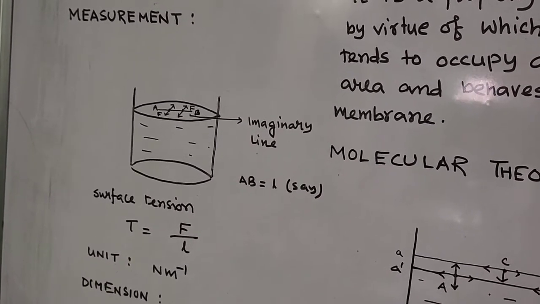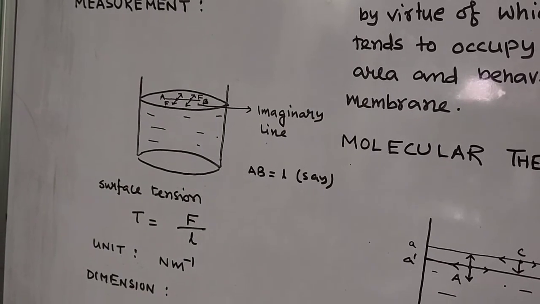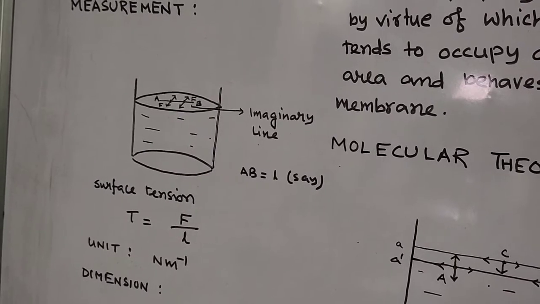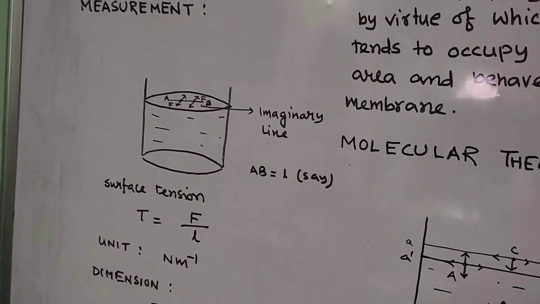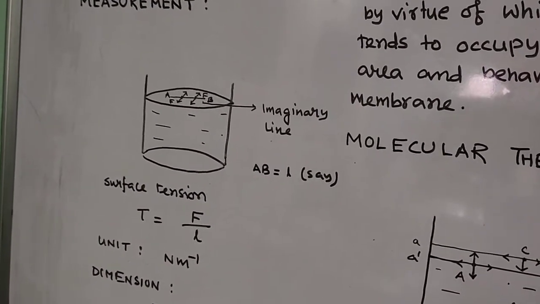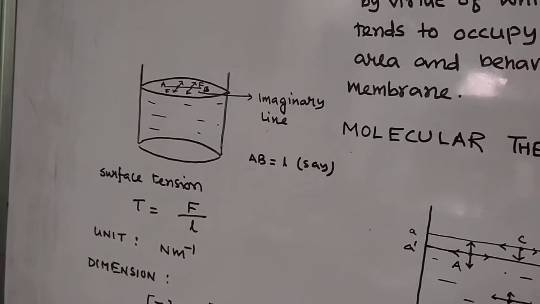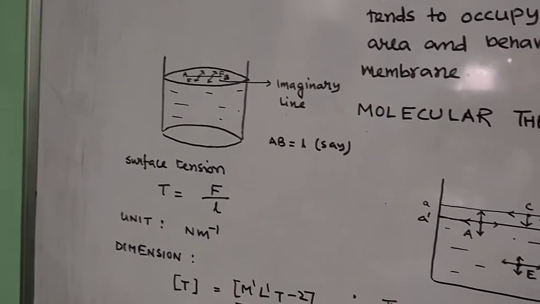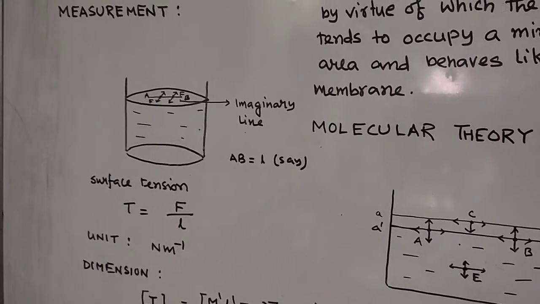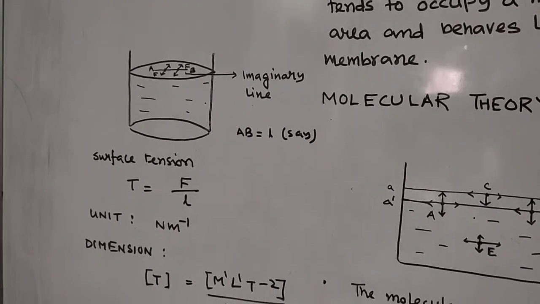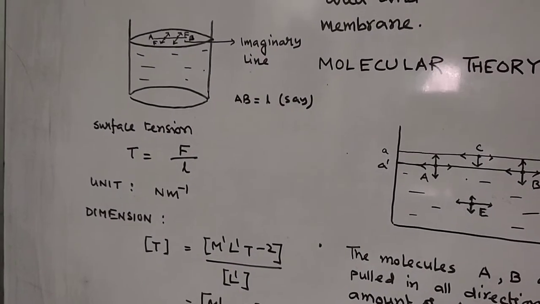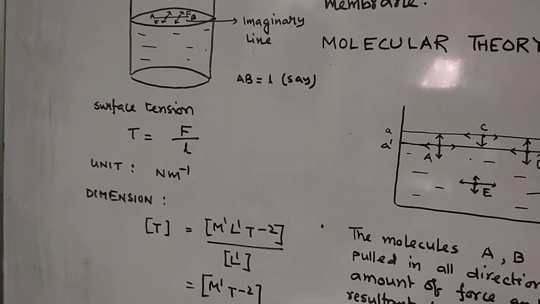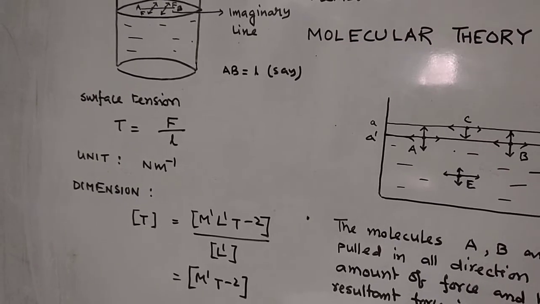So if F is the resultant force in either direction, then surface tension is nothing but T equal to F by L. F is the resultant force on either side of the imaginary line, and on the imaginary line the molecules are there, so they get pulled by the nearby molecules. So T equal to F by L, this formula we are going to use in numericals, and the unit is Newton per meter, and dimension also. This T should not be confused with time. For dimension, that T is time and this T is surface tension.